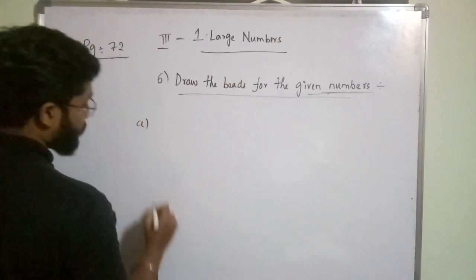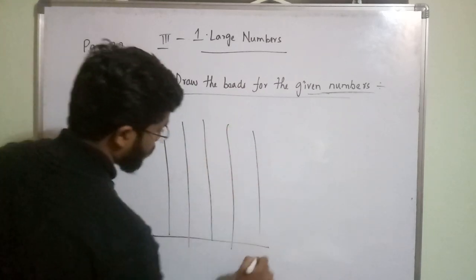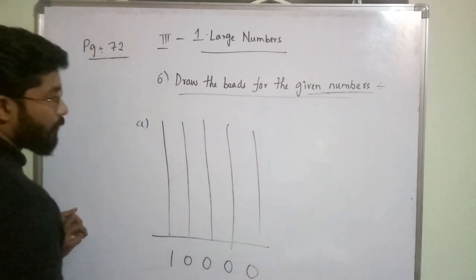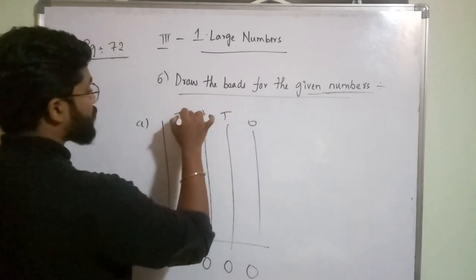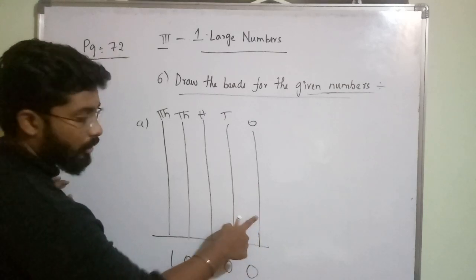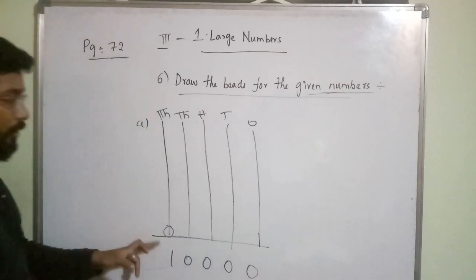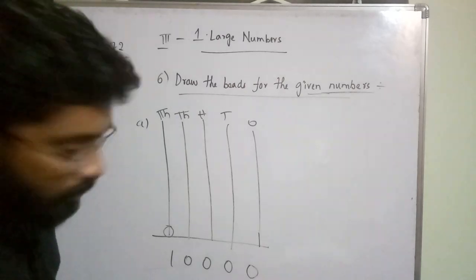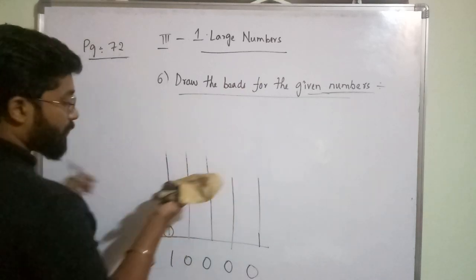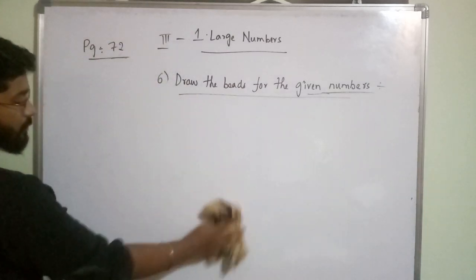We are having 5 rods. Actually he gave the number 10,000. Ones place, tens place, hundreds place, thousands place and 10,000s place. So 0 beads in the first four places, nothing drawn. But here 1 is there, so we have to draw 1 in the 10,000s place. Like that we have to see the number and draw the beads. First you have to read the heading very carefully. That is very important, or else you will get confused.